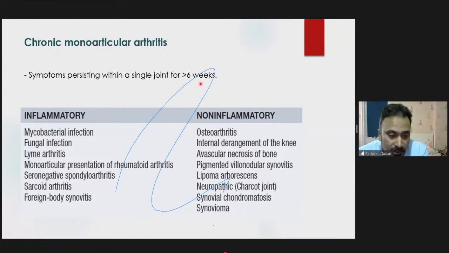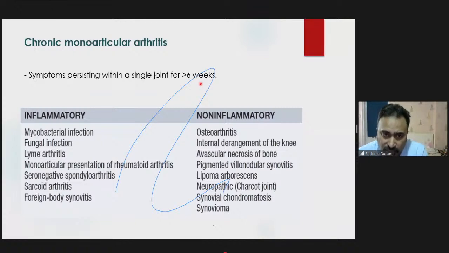And we commonly come across patients with seronegative spondyloarthropathy like HLA-B27 peripheral arthritis, or reactive arthritis, or psoriatic arthritis. They can just present with an ankle arthritis or a knee arthritis. And sarcoidosis can also present with lower extremity arthritis, especially if you find erythema nodosum and an ankle arthritis kind of picture.